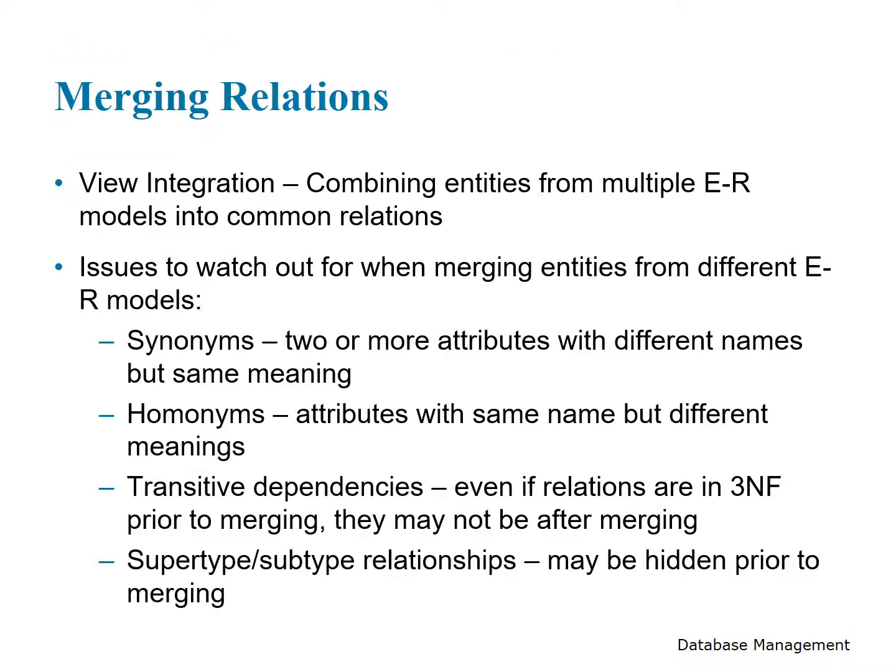Merging relations. View integration: combining entities from multiple entity relationship models into common relations. We need to watch out for problems when merging entities from different entity relationship models. Synonym: two or more attributes with different names but the same meaning. Homonym: attributes with the same name but different meanings. Transitive dependency: even if relations are in third normal form prior to merging, they may not be after merging. Supertype-subtype relationships may be hidden prior to merging.